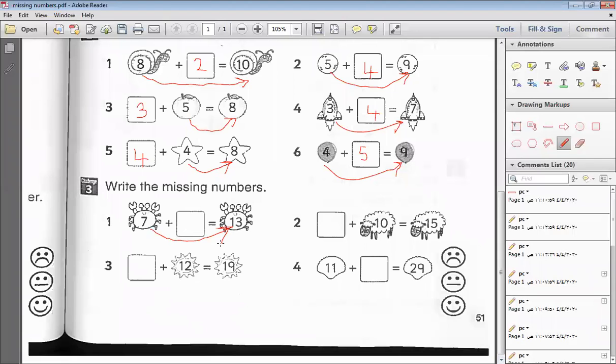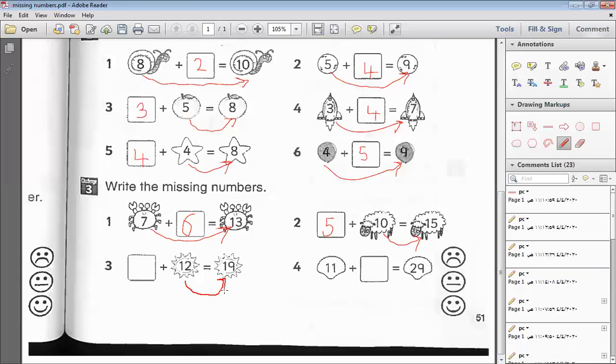After the 7, 8, 9, 10, 11, 12, 13. How many fingers did I open? 6. Okay, here. I'll start counting from the smaller to the bigger. After the 10, 11, 12, 13, 14, 15. So how many fingers did I open? 5.